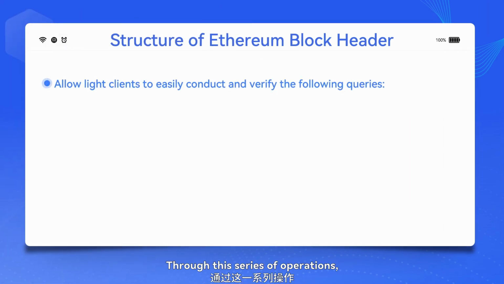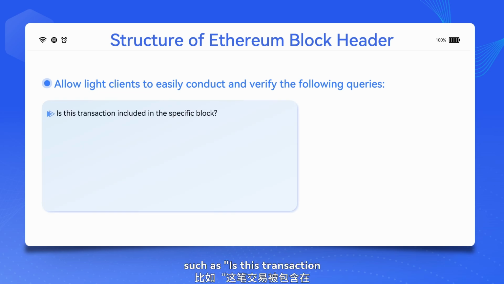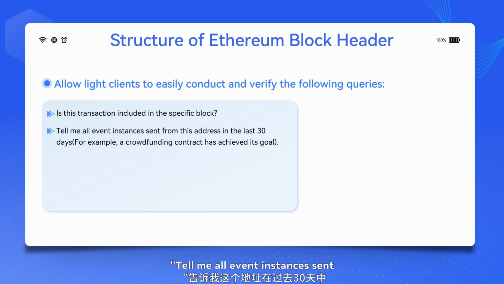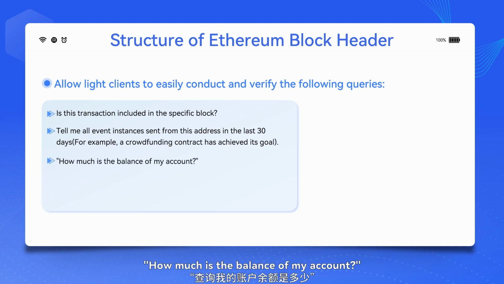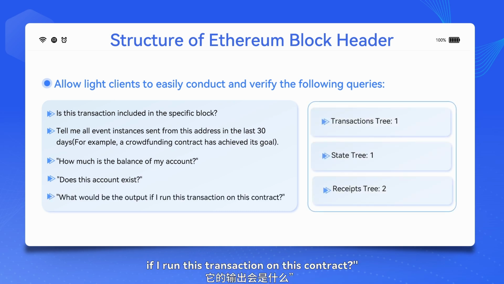Through this series of operations, Ethereum allows light clients to easily conduct and verify the following queries, such as, is this transaction included in the specific block? Tell me all event instances sent from this address in the last 30 days. How much is the balance of my account? Does this account exist? What would be the output if I run this transaction on this contract?